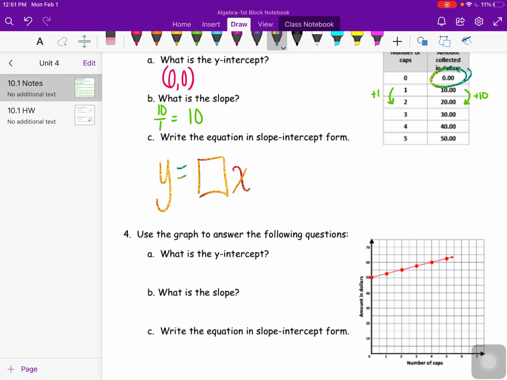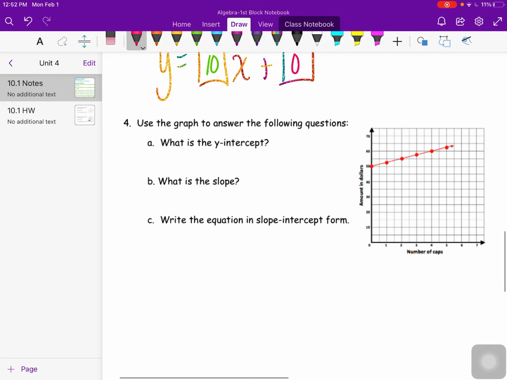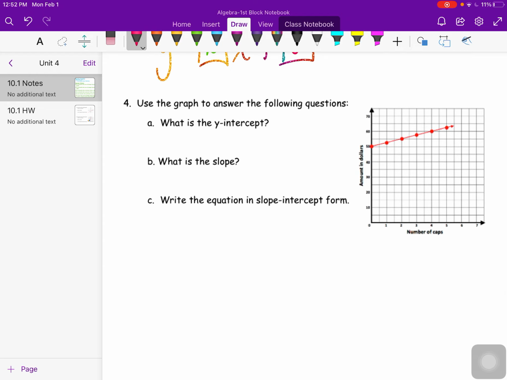Sketch out your skeleton. Fill in your slope and your y-intercept. Slope is 10, y-intercept is 0. You could leave the 0 off in this case, because plus 0 is just adding nothing. All right, last one, finding that y-intercept.